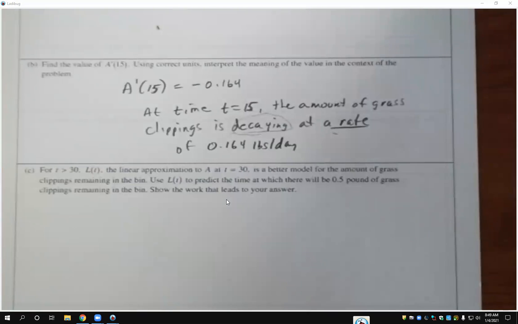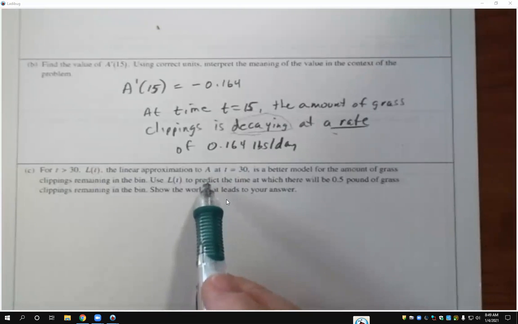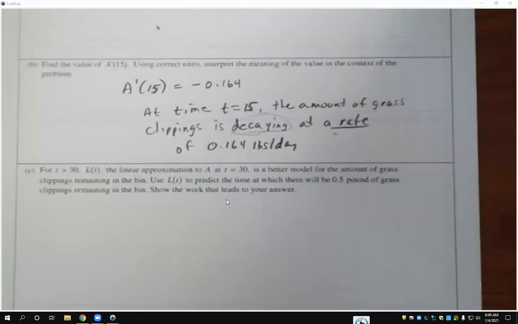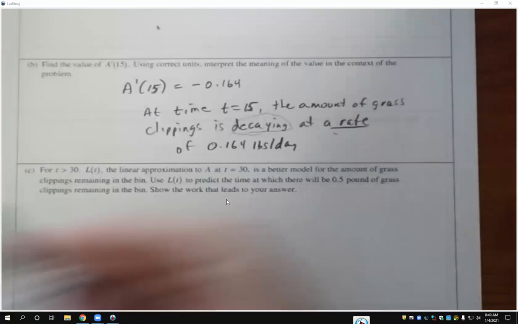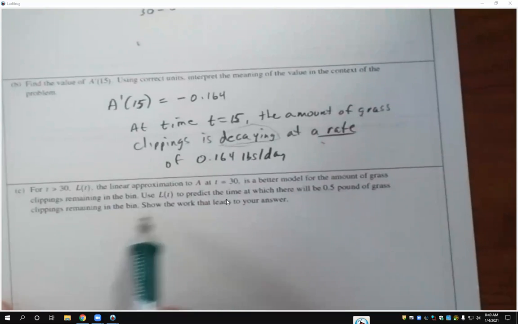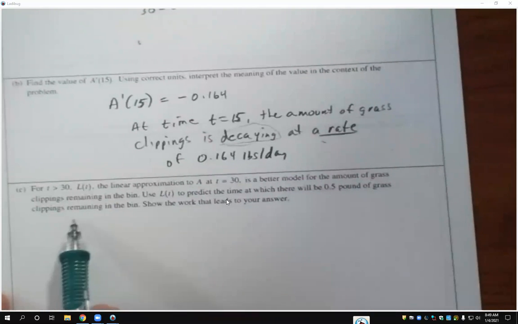All right, the last one says for times greater than 30 days, L of t, the linear approximation to A at t equals 30, is a better model for the amount of grass clippings remaining in the bin. So we're actually going to switch to a linear function. This one was originally an exponential function. Use L of t to predict the time at which there will be 0.5 pounds of grass clippings remaining in the bin.